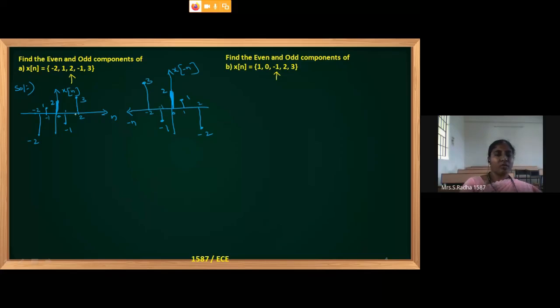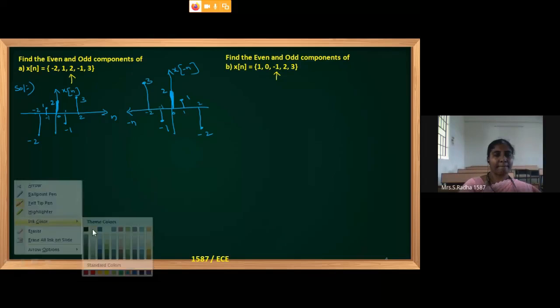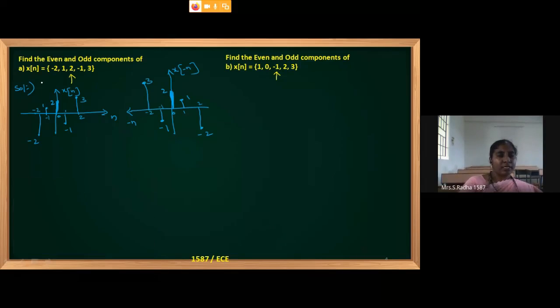Now what I will do, I have to add the respective points. I will go with another color. Now the formula is: even component is nothing but half of x of n plus x of minus n. Add the respective elements.